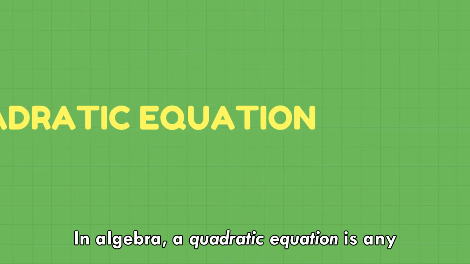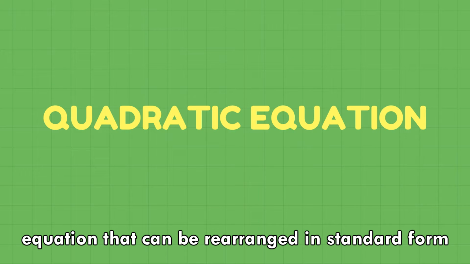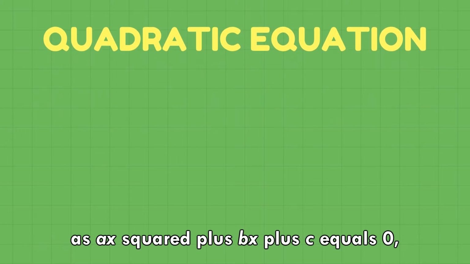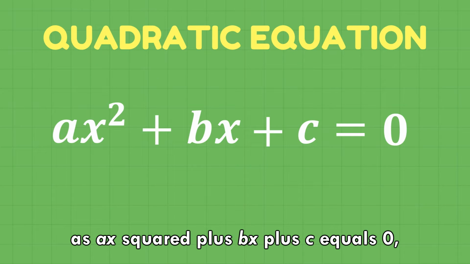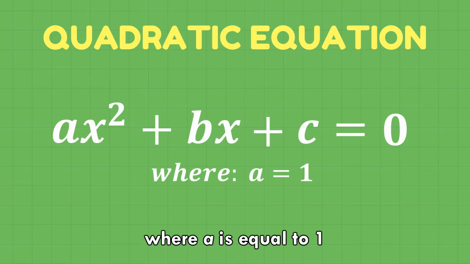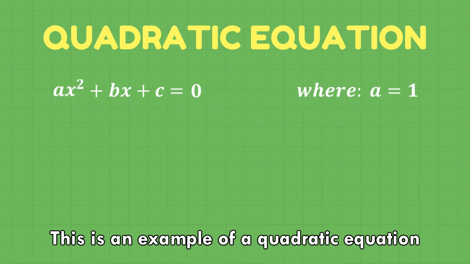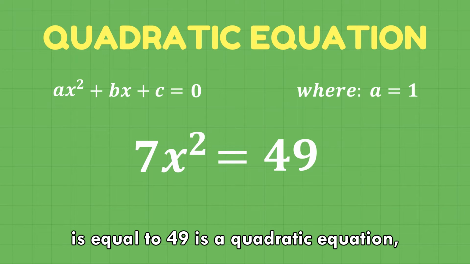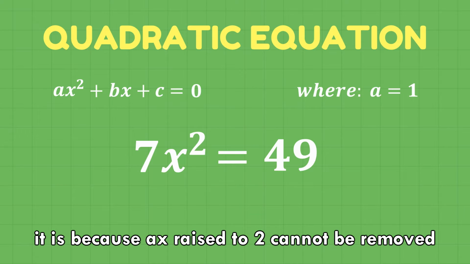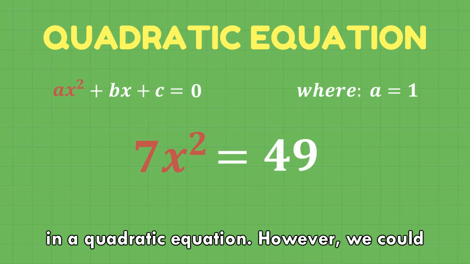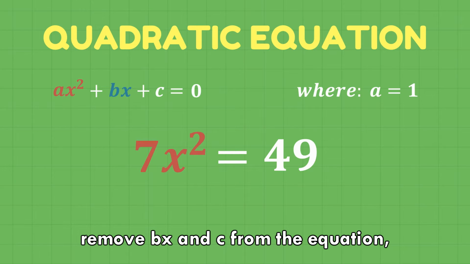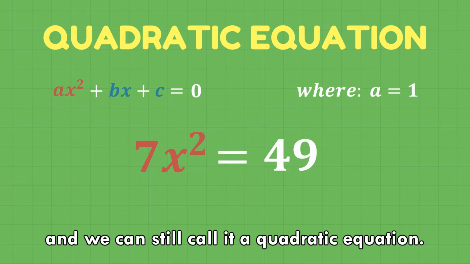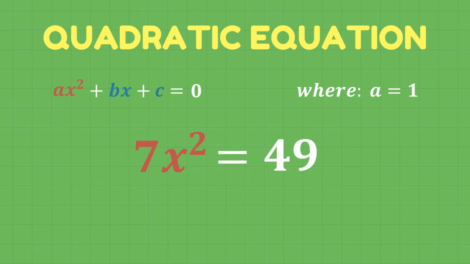In algebra, a quadratic equation is any equation that can be rearranged in standard form as ax squared plus bx plus c equals 0, where a is equal to 1. This is an example of a quadratic equation. If you are wondering why 7x raised to 2 is equal to 49 is a quadratic equation, it is because ax raised to 2 cannot be removed in a quadratic equation. However, we could remove bx and c from the equation and we can still call it a quadratic equation.